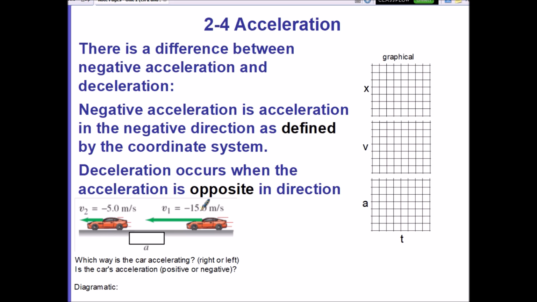Okay, so here we go. Which way is the car accelerating? It's actually accelerating towards the right. And I know that because the car is slowing. Slowing velocity means acceleration has to be in the opposite direction. So its acceleration is rightward. According to our coordinate system, we've defined leftward as negative. So therefore, the car's acceleration is positive. Positive acceleration here means slowing down.